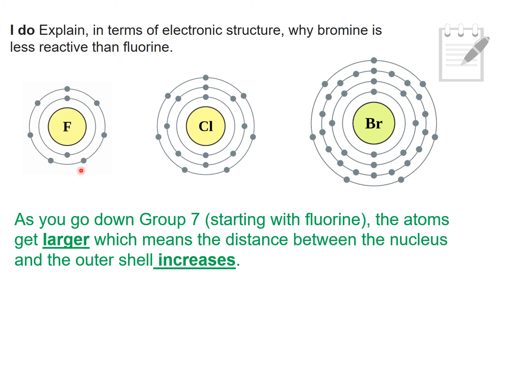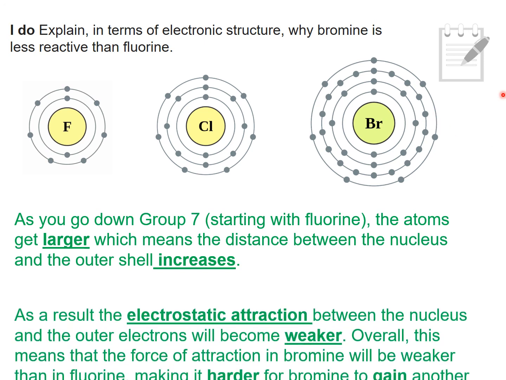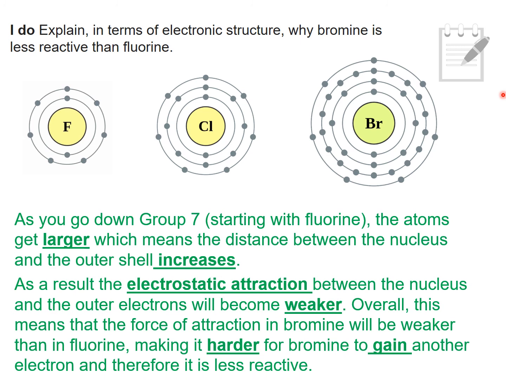So just like with the alkali metals, you need to refer to the atoms getting larger as you go down the group, which means that the distance between the nucleus and the outer shell increases. Just like with the alkali metals, this results in the electrostatic attraction between the nucleus and the outer electrons becoming weaker. This is where we need to say something different.